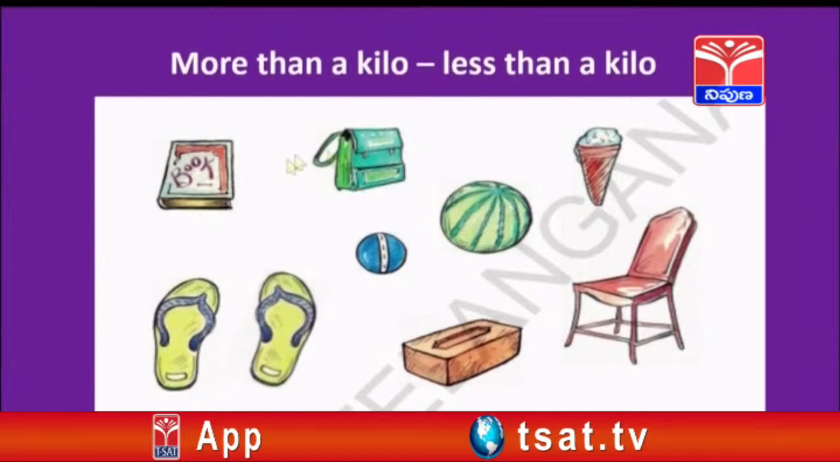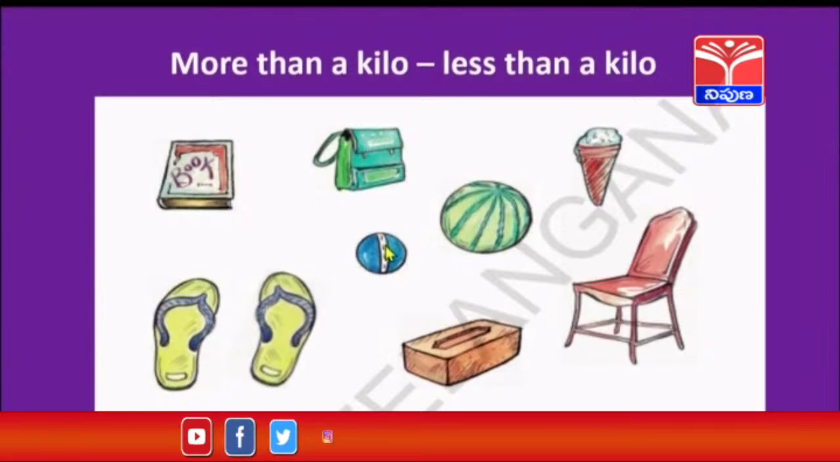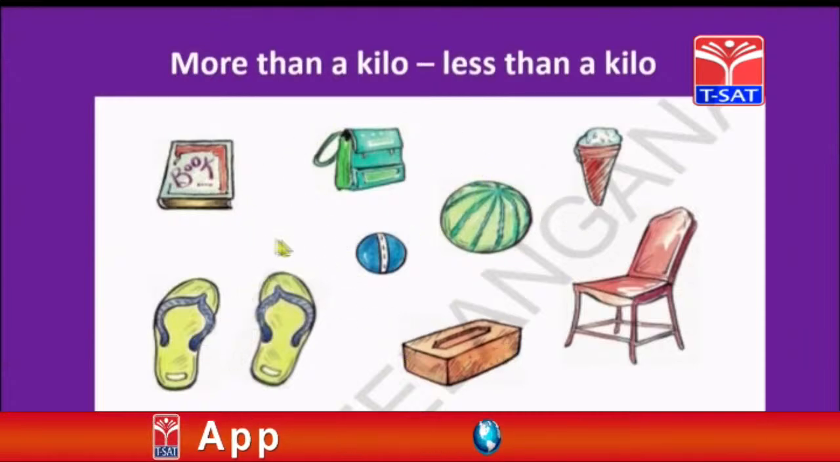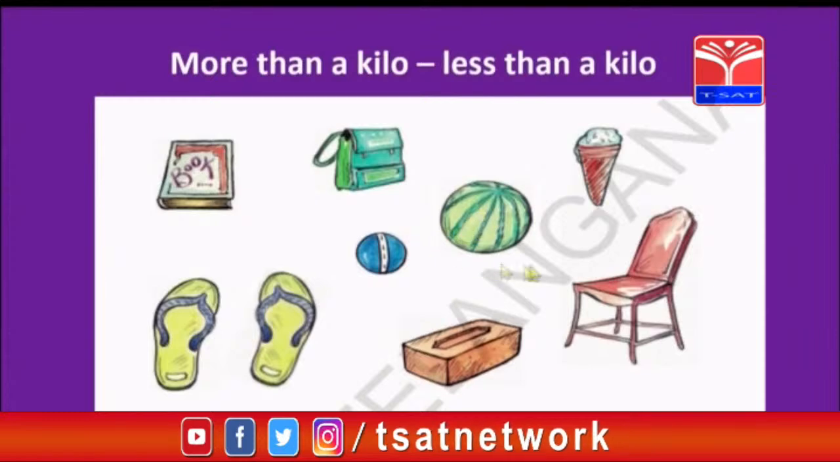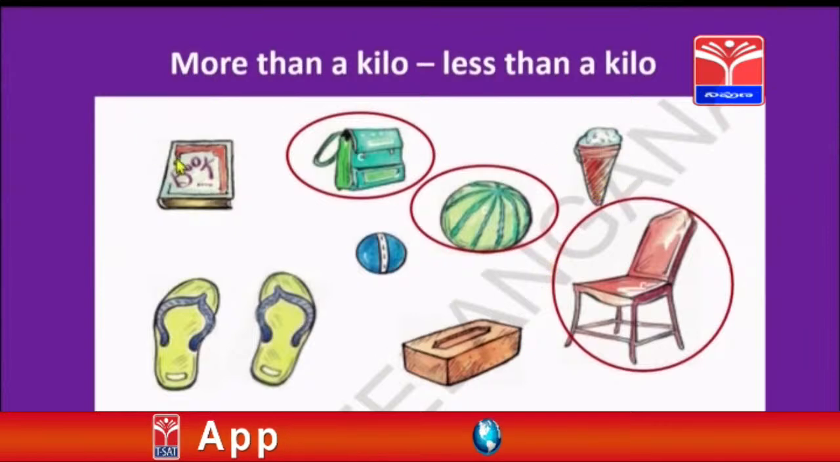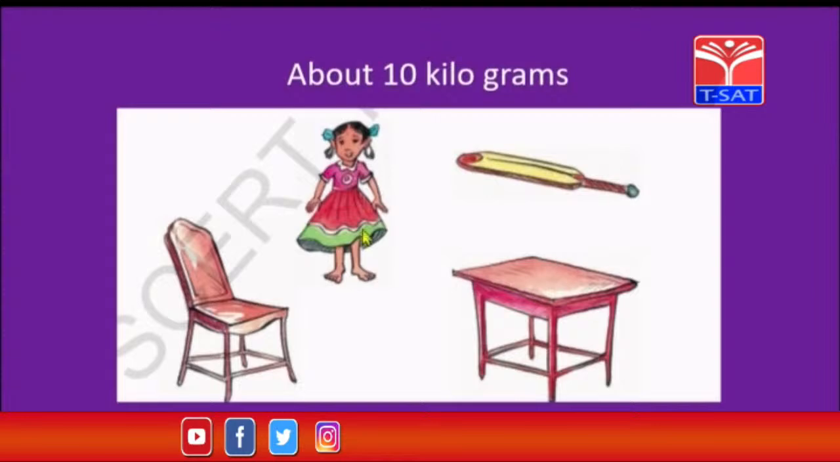Let's see them and estimate their weights. Children, here is a book, a school bag, a cricket ball, a watermelon, an ice cream, a chair, a brick and a pair of slippers. Children, out of these objects, which are the items having more than 1 kilogram? Yes, the objects having more than 1 kilogram are here a school bag, a watermelon, yes, very good, and a chair. Thus, the other items like a book, a brick, an ice cream cone and a pair of slippers are less than a kilo.